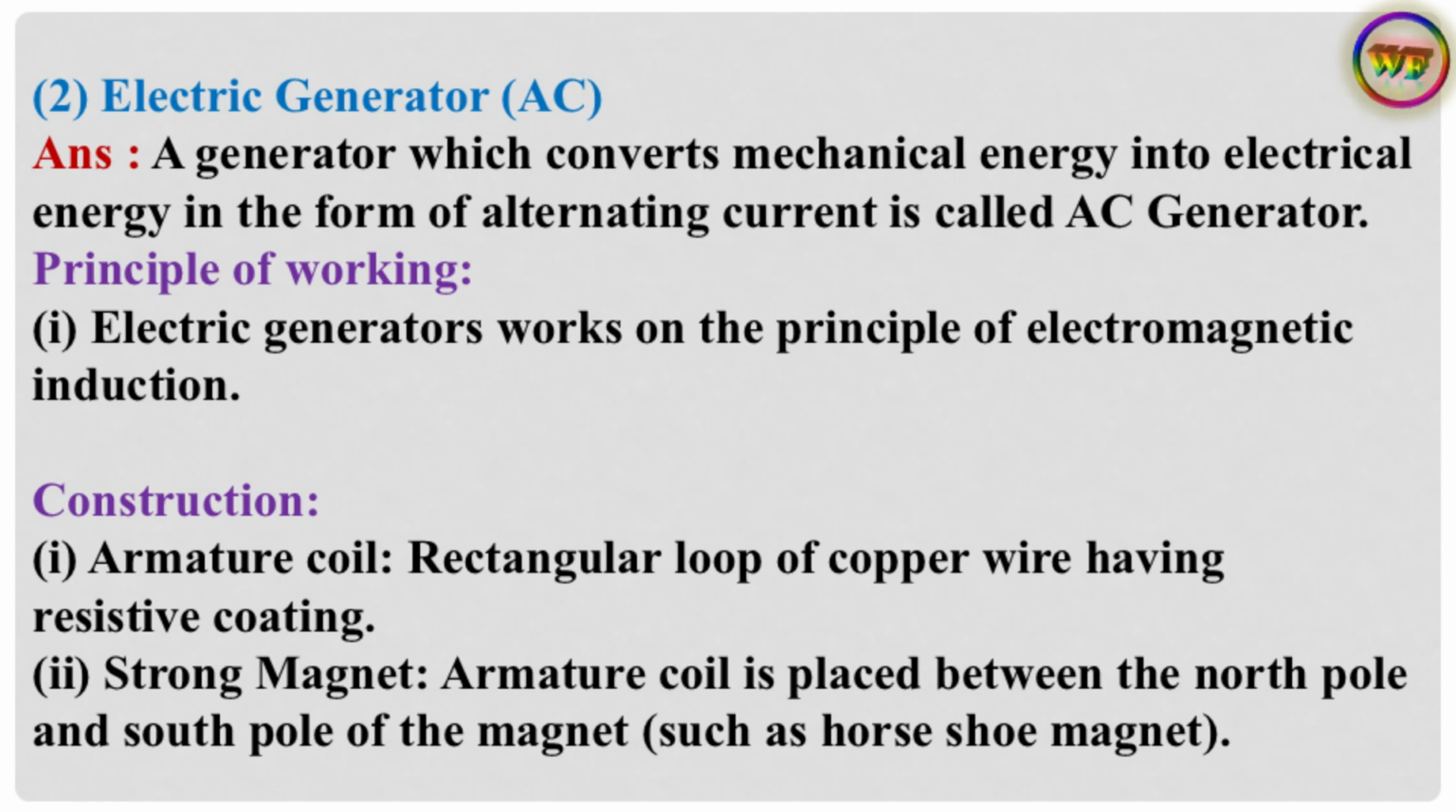Construction. Point 1. Armature coil, a rectangular loop of copper wire having resistive coating. Point 2. Strong magnet. The armature coil is placed between the north pole and south pole of the magnet, such as a horseshoe magnet.